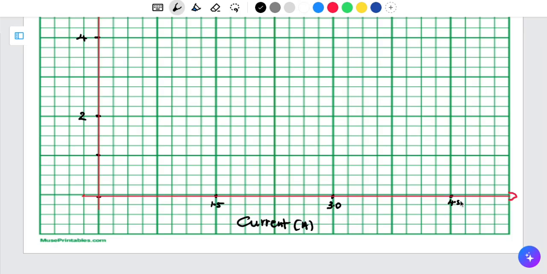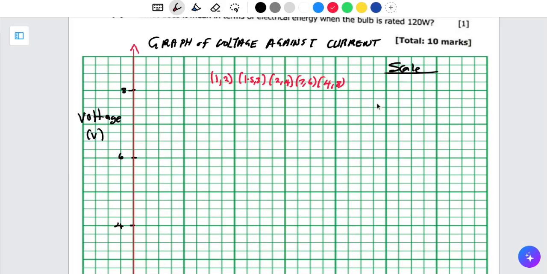So meaning to say that this is going to be our 1, this is going to be our 2, this is going to be our 3.5 or 4.5, somewhere there. So it just depends on how you're counting. Let's write our scale here. For the y-axis, we are saying that 4 centimeters is representing 2 volts. Then in the x-axis, we are saying that 4 centimeters is representing 1.5 amps. So this is what we have. So we can now plot the graph.